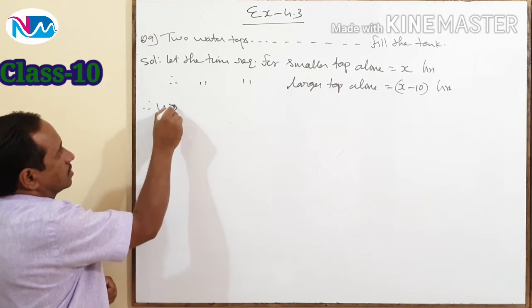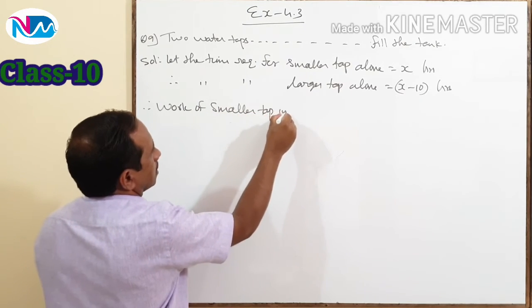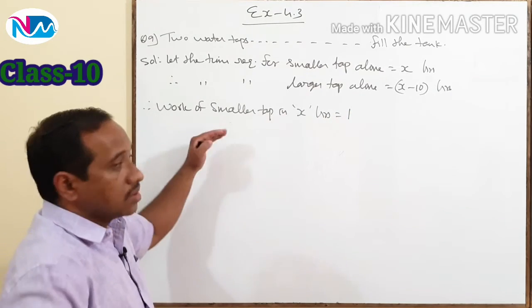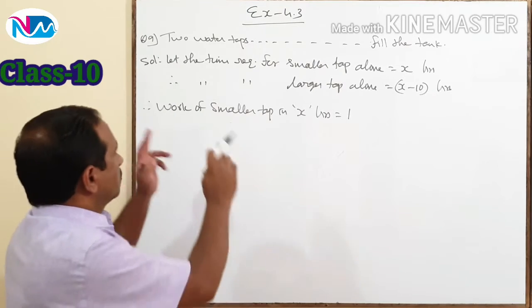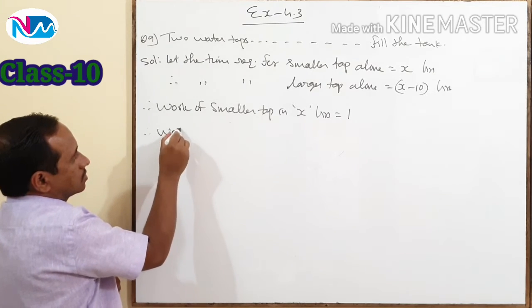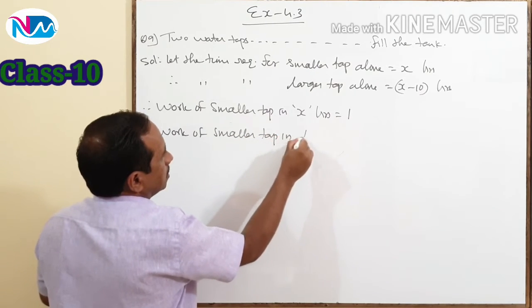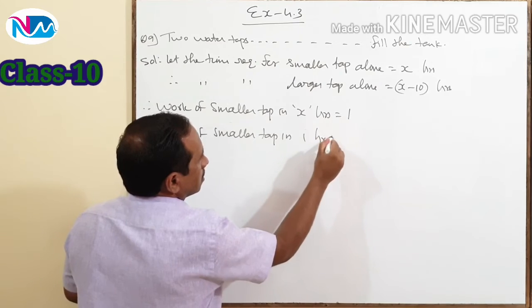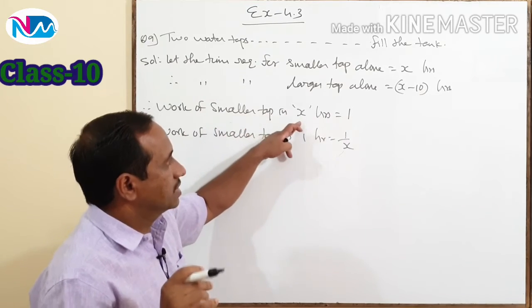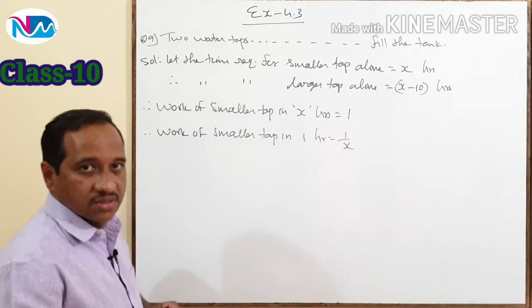Therefore, we can write: work of the smaller tap in x hours is equal to 1, because it completes the work. If the work of the smaller tap in x hours is equal to 1, therefore the work of the smaller tap in 1 hour is equal to 1 by x.